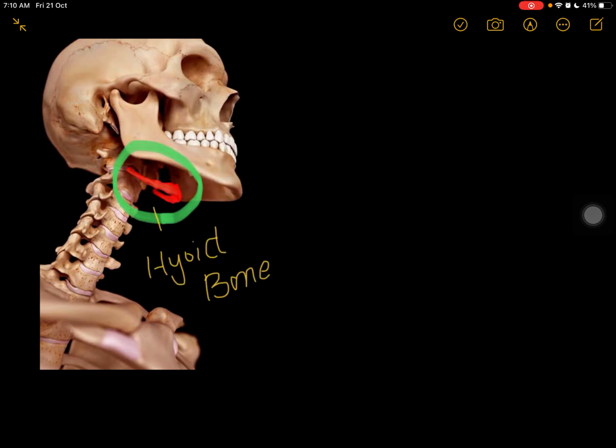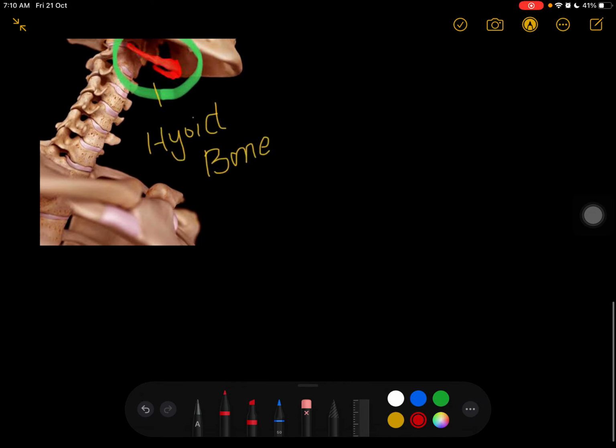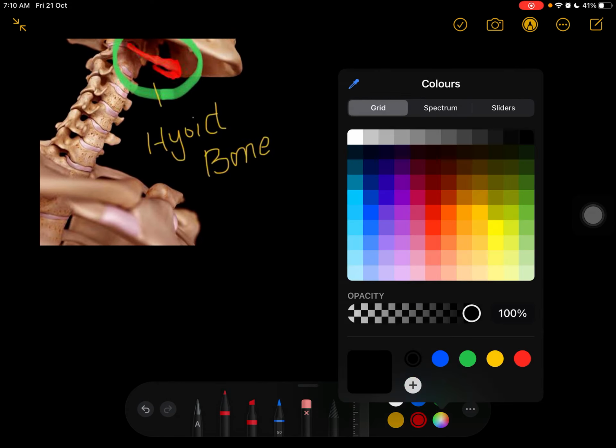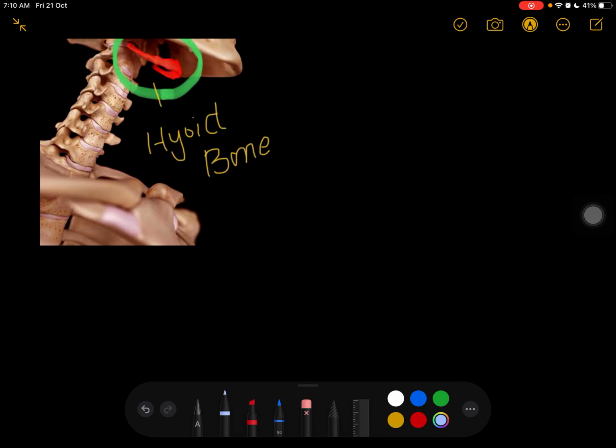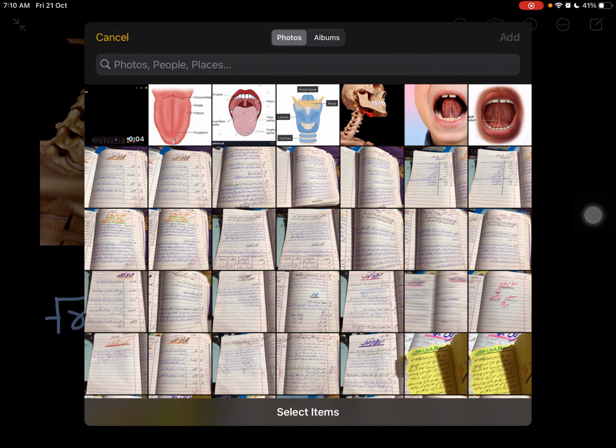So now let's talk about the frenulum. Your tongue contains a frenulum. Now what is this? Actually, the frenulum is a ligamentous fold. Let me show you the diagram so you can easily understand what I am talking about.